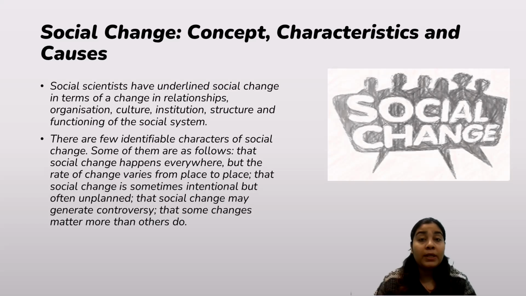But the most common sense of social change is a continuous process that occurs in a community, right? The society is constantly changing, constantly moving, and a number of factors are affecting this change. Social scientists have described social change in terms of change in relationships, organization, culture, institutions, structure, and the functioning of the social system.